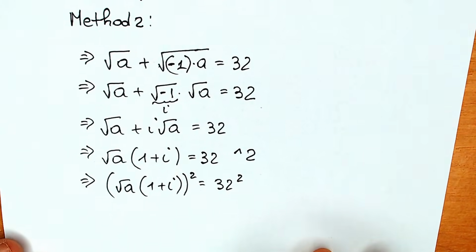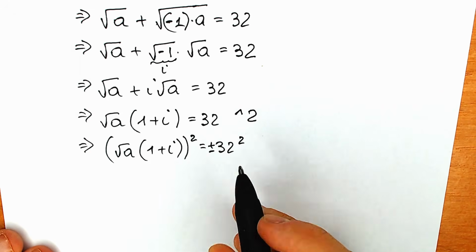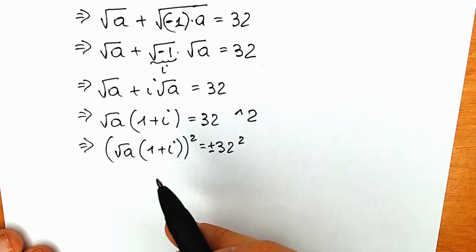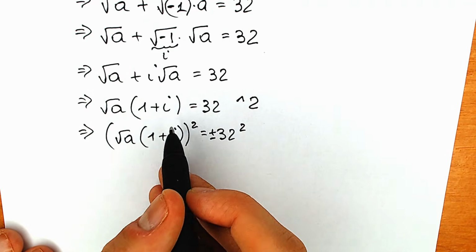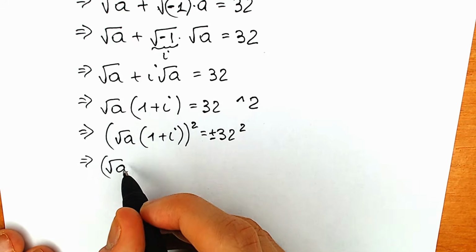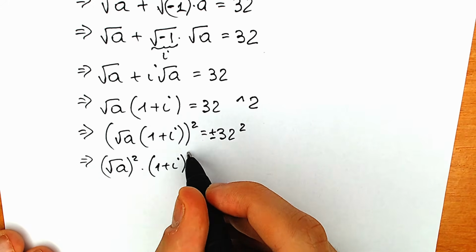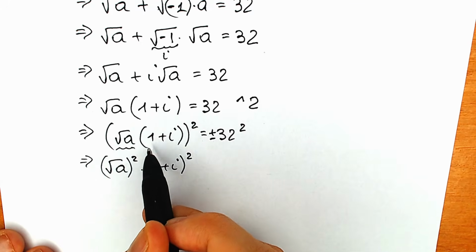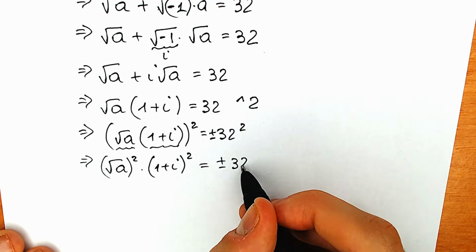Okay, so we're going to square both sides, but with the plus minus right here because we squared it, and this expression on the left side can be positive or negative. First of all, when we raise this expression to the second power, we need to raise both the square root of a and 1 plus i to the second power, equal to plus minus 32 squared.